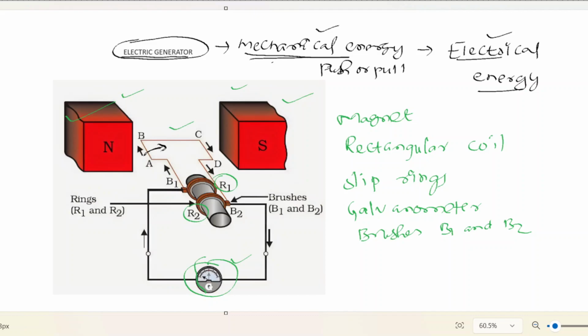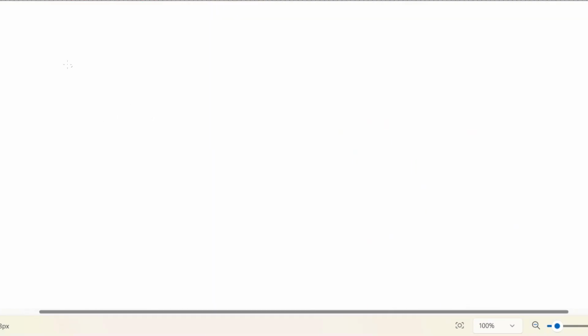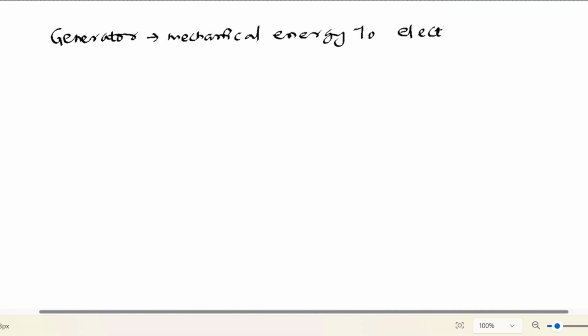So we will study this and try to understand it. What was the work of a generator? The generator will generate electricity from mechanical energy. We want to generate electrical energy.